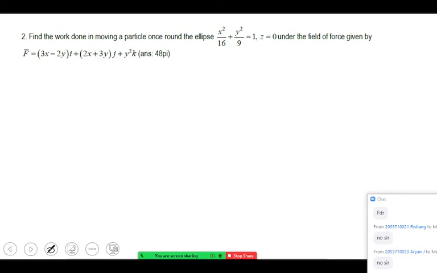Now the question is exactly the same question. Actually, you can take this as a self-study also. We have to find the work done once around the ellipse, again an ellipse, and f bar is given. So exactly the same question. Only the ellipse is changed and f bar is changed. So we'll start with the calculation. If that calculation is given, it's okay. Otherwise, you do it like a self-study.